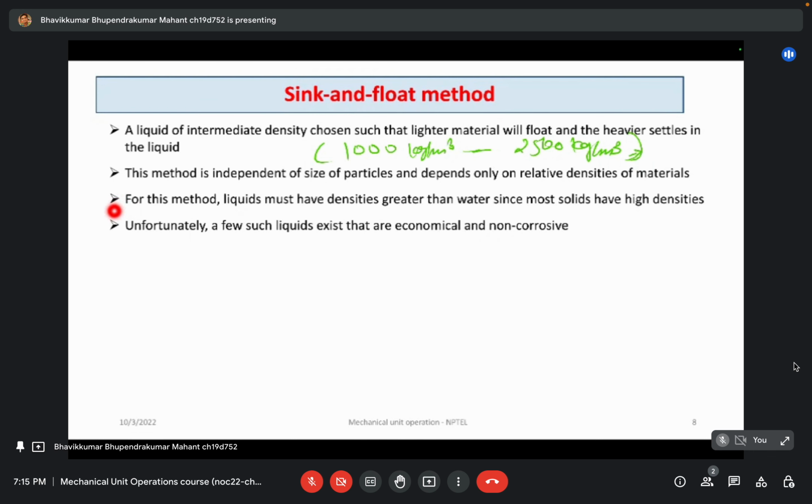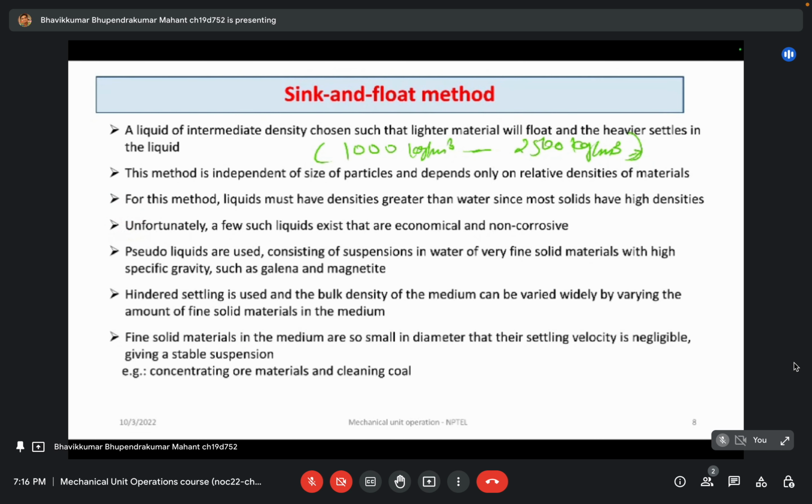For this method, the liquid must have a density greater than water, since most solids have a high density. So obviously, when we use the sink and float method for solid particle classification, we have to use a liquid which has a density more than water. Unfortunately, few such liquids exist that are economical and non-corrosive. Very few liquids are available that we can use and design economically.